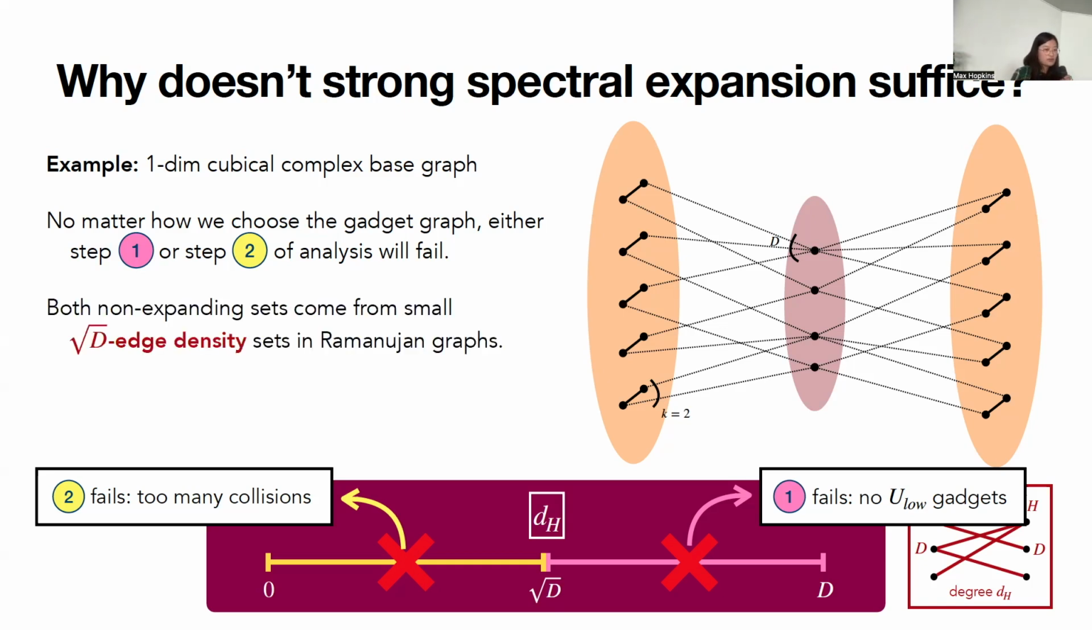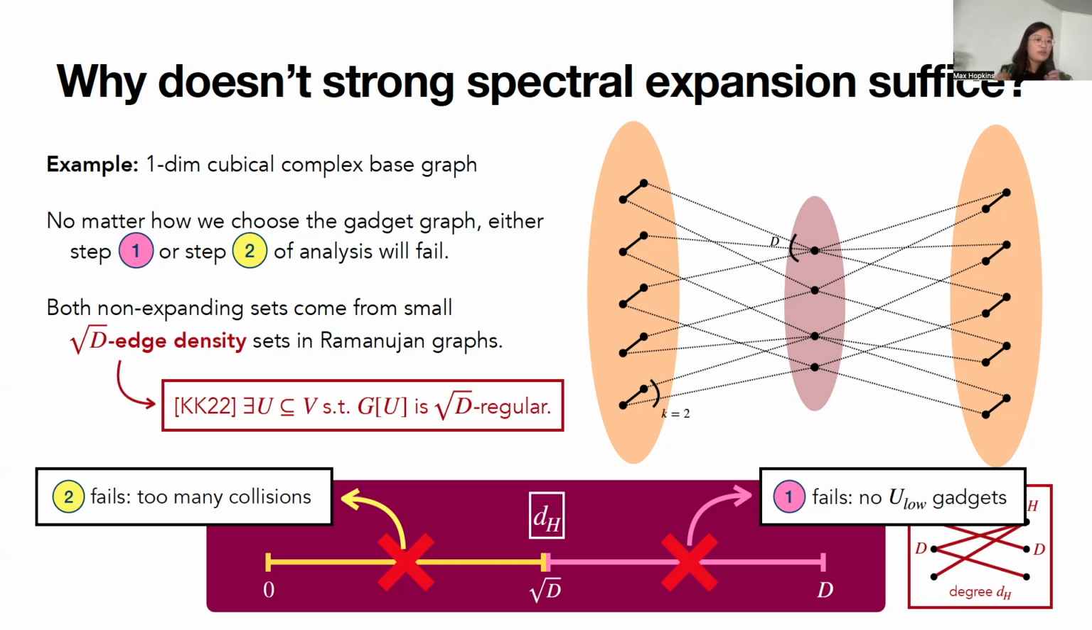And it also turns out that both of these non-expanding sets are going to come from what we'll call small root D edge density sets that will exist in some Ramanujan graphs. What is a root D edge density set? Maybe let me just tell you the property that we know can exist for Ramanujan graphs. So Kaufman and Kamber showed that there are Ramanujan graphs and there are sets of vertices U, such that if you take a restriction of the graph to just the vertices in U, there are root D edges coming out of every single vertex. So by edge density, I mean if you look at a small set of vertices, the average degree of the resulting graph. And the root D in the theorem is not a coincidence, it's the same as the size of the intervals. The root D there is exactly the same as the root D in the width of each of the attacks.